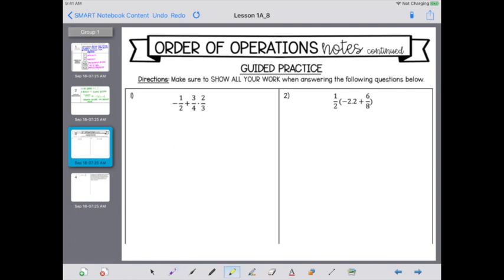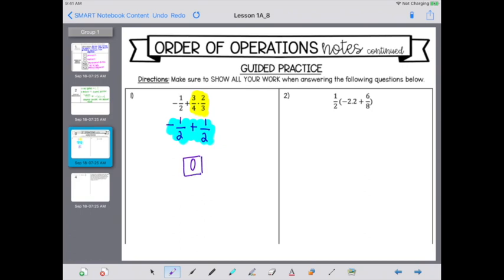We want to go from left to right, so we have 3/4 times 2/3. When we multiply those together, we're going to get 1/2. So we have negative 1/2 plus 1/2. Then we're going to follow order of operations again, and we're going to add and subtract, but here we just have addition. Negative 1/2 plus 1/2 is going to be 0.